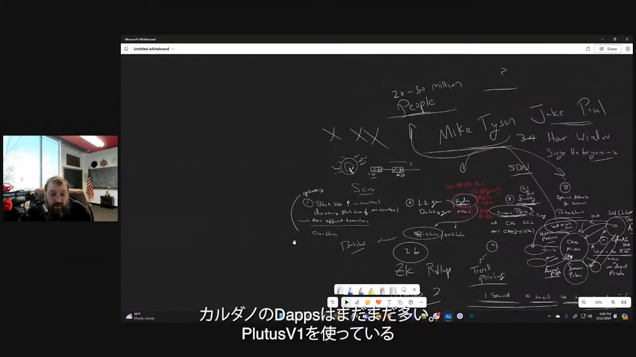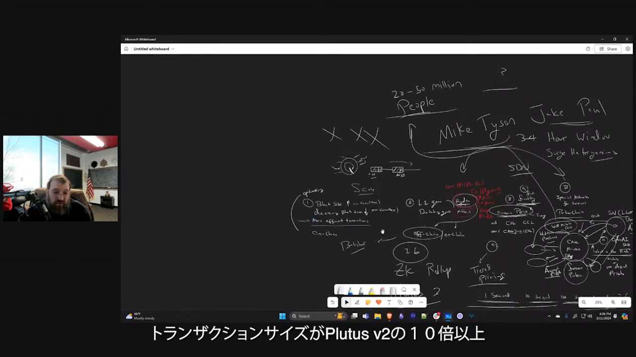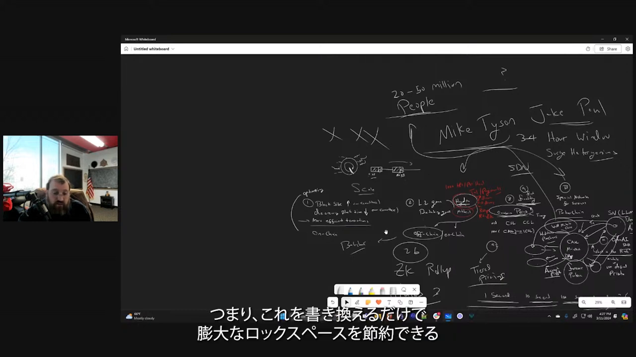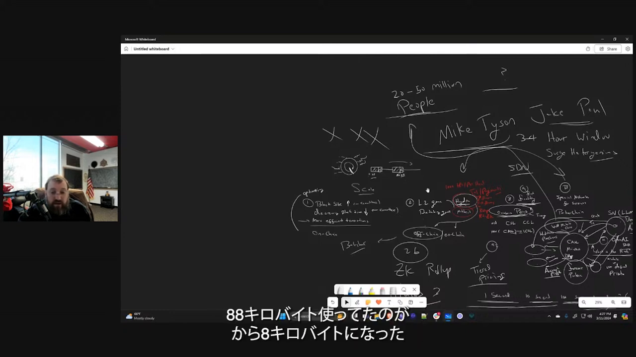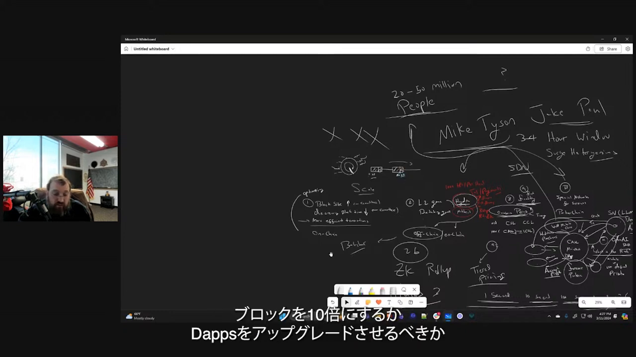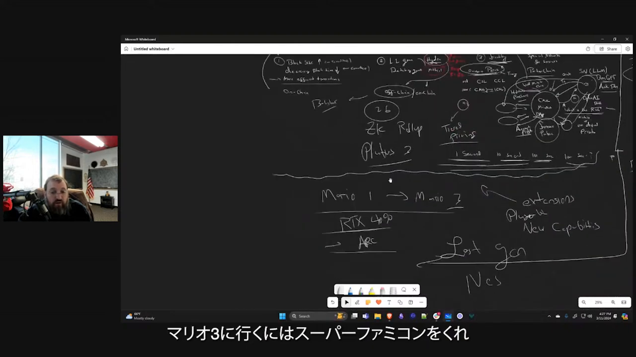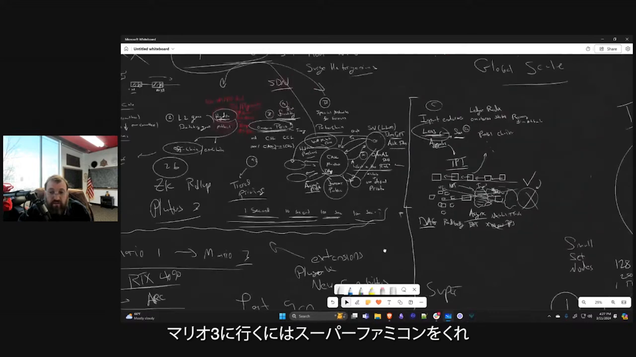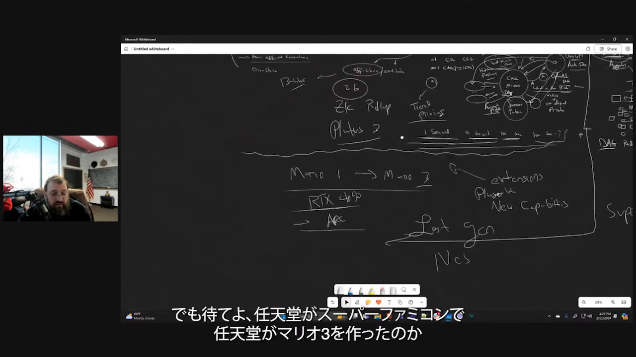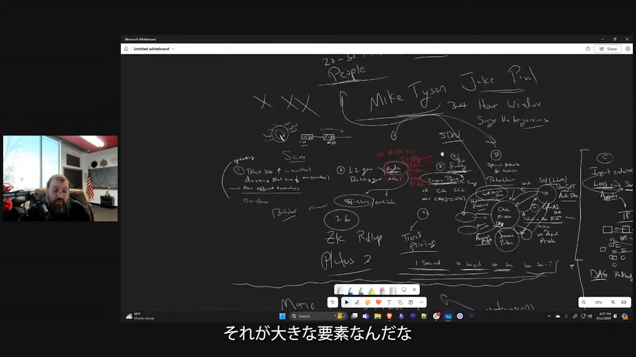There's still a lot of dApps on Cardano using Plutus V1, which are 10 times larger, the transaction size, than Aiken or Plutus V2. So just by rewriting that, they could save an enormous amount of block space. You go from using 88 kilobytes to 8 kilobytes. Tell me, should we 10x the block or just push those dApps to upgrade their code so that they use it more efficiently? They're basically saying the only way I can get to Mario 3 is give me a Super Nintendo. But wait a minute, didn't Nintendo create Mario 3 with a Nintendo? They did. So that's a big component of it.